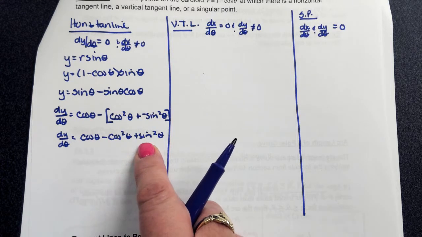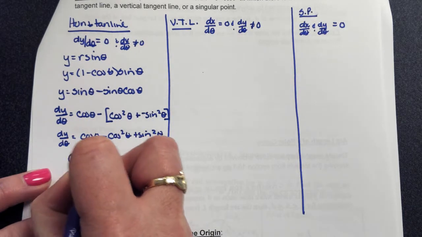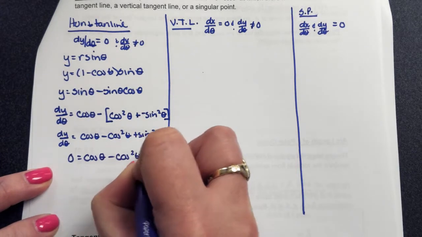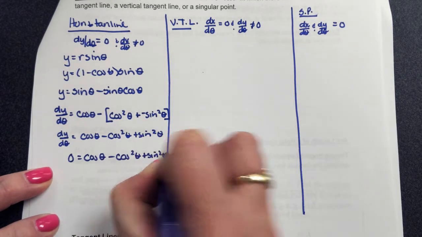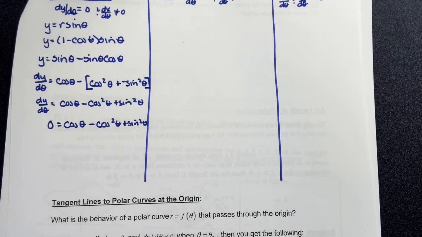But now remember, I want to know where my dy d theta is equal to what? Where it's equal to 0. So I need to set dy d theta equal to 0. So cosine theta minus cosine squared theta plus sine squared theta equals 0. Now I have to remember how to solve this equation. Unfortunately, right now you have a trig equation where you have more than one trig function.